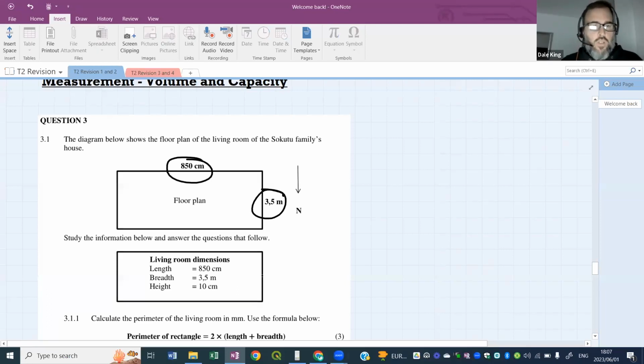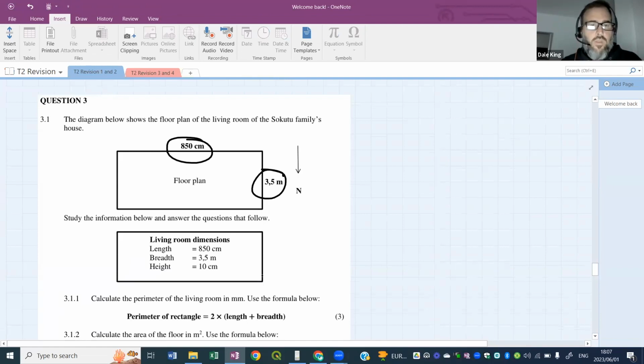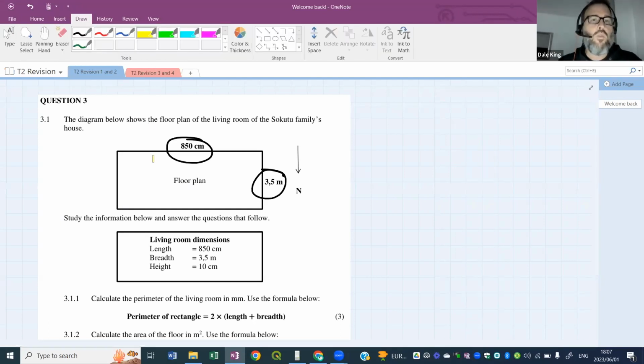All right, here's the first question. Calculate the perimeter of the living room in millimeters. Use the formula below. So there's your first question. You can use the perimeter of a rectangle formula. And remember, be careful. They want the perimeter in millimeters. That's very strange, but we're going to give them the units that they want.